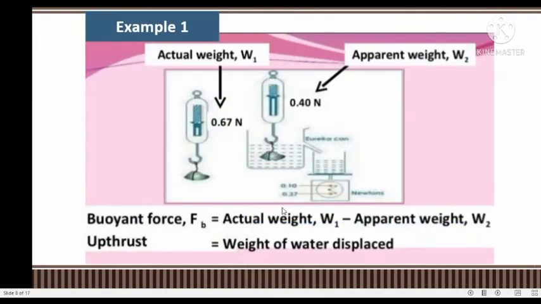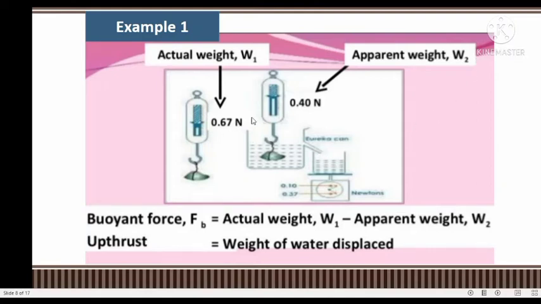Look at example 1. The same situation as the experiment carried out. We have a spring balance, hang a piece of stone in air, and the reading recorded is 0.67 Newton. Then immerse the same stone fully into water. Water will be displaced out from the eureka can and recorded by using this weighing scale. The spring balance shows a reading of 0.40 Newton. The weight in air is known as actual weight, W1. The weight when the object is immersed in liquid is known as apparent weight, W2.